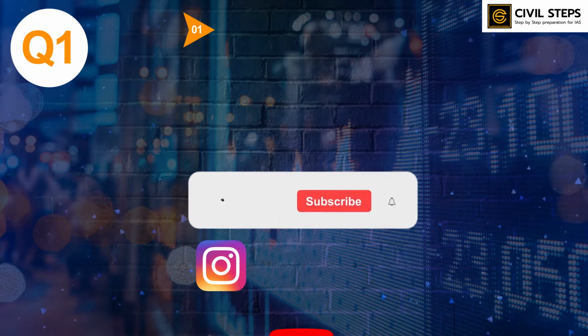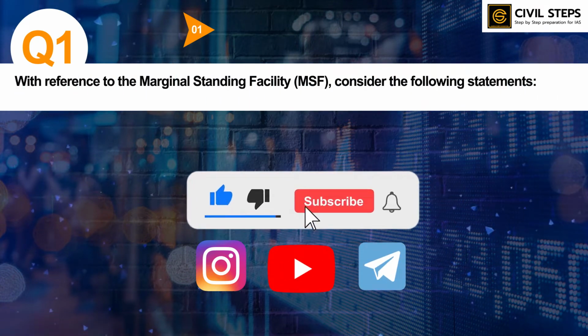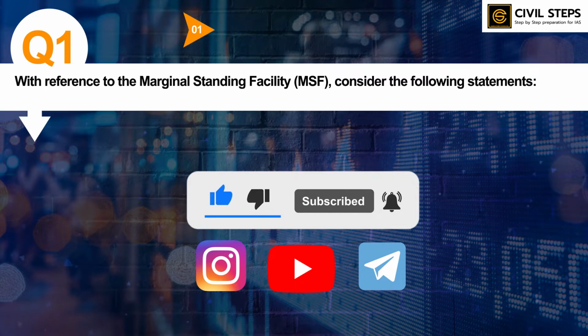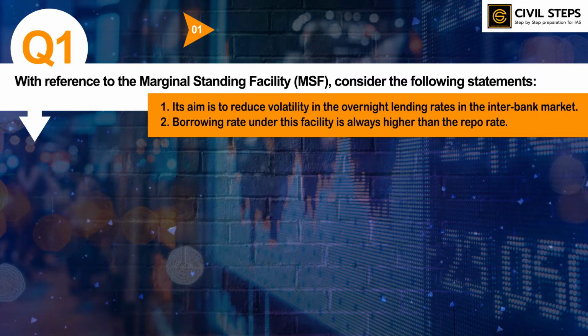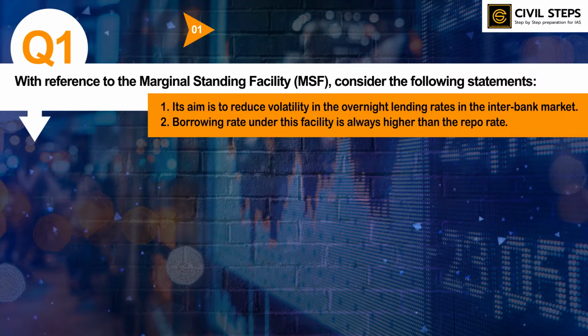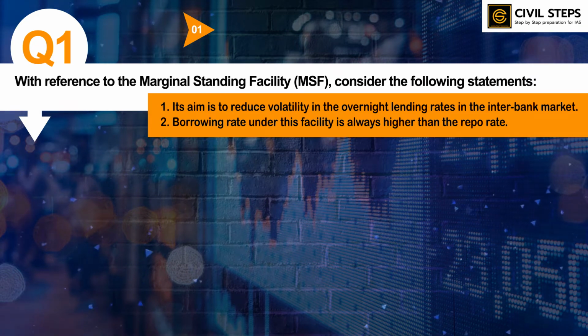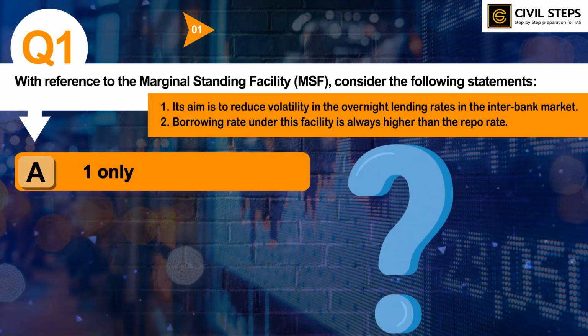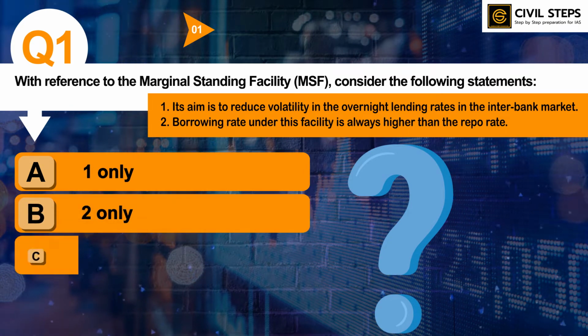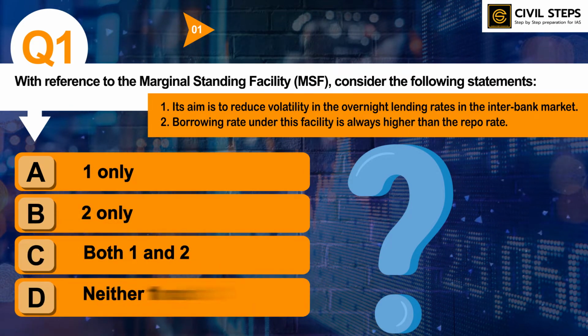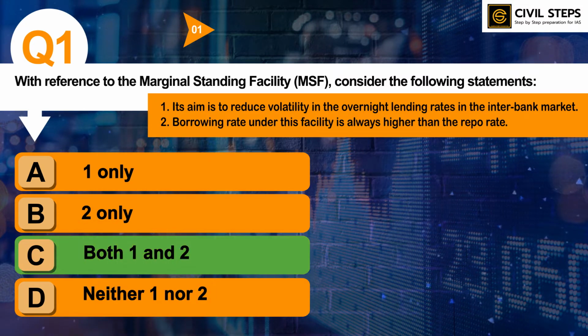So the first question is, with reference to the marginal standing facility, consider the following statements. First, its aim is to reduce volatility in the overnight lending rates in the interbank market. Second, borrowing rate under this facility is always higher than the repo rate. Which of the following statements given above is or are correct? Option A, one only, B, two only, C, both one and two, D, neither one nor two. So the correct answer of this question is option C, both 1 and 2.